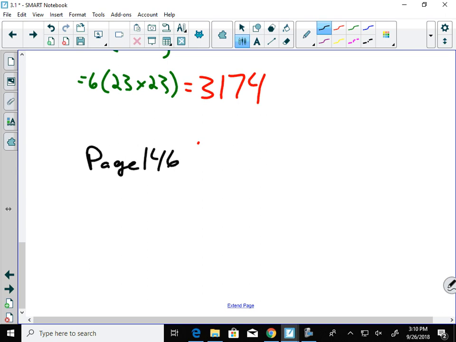I already have the page written down. Good. It's on the bottom. Can you tell he cares? No. 4 to 10.